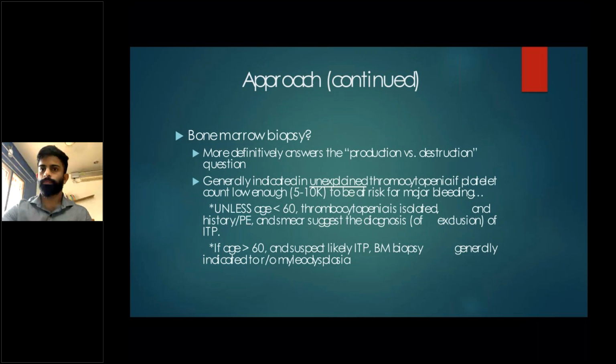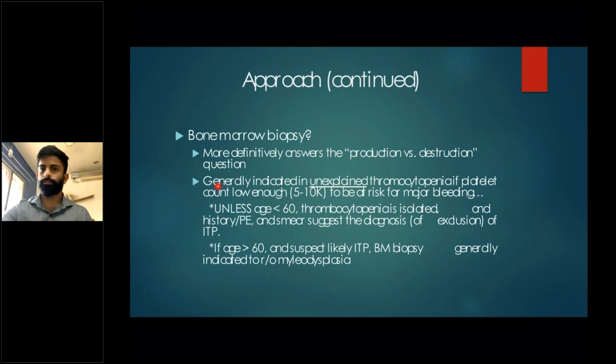So the last step, or probably I won't call it the last step, but the definitive step is bone marrow biopsy. It more definitively answers the production versus destruction question. If there is an increased number of cells in the bone marrow, that means there is destruction going on, because the bone marrow response is parallel to the amount of destruction happening in the peripheral blood. So more blood destruction, more stimulus to the bone marrow, and there will be more production. So there will be more cells in the bone marrow. If the production is affected in the bone marrow itself, or there is bone marrow failure, the cells in the bone marrow will be less, or the cells will be replaced by something.